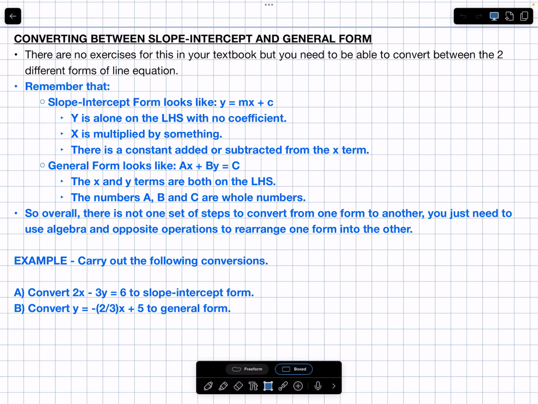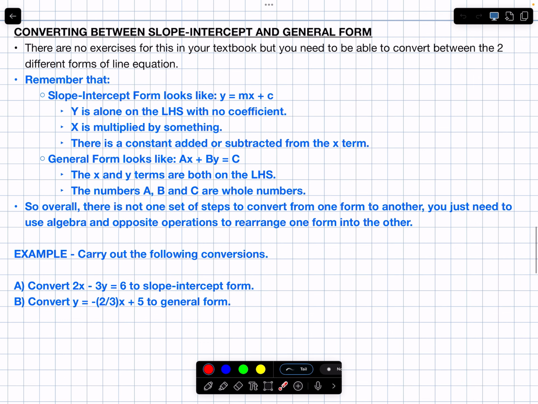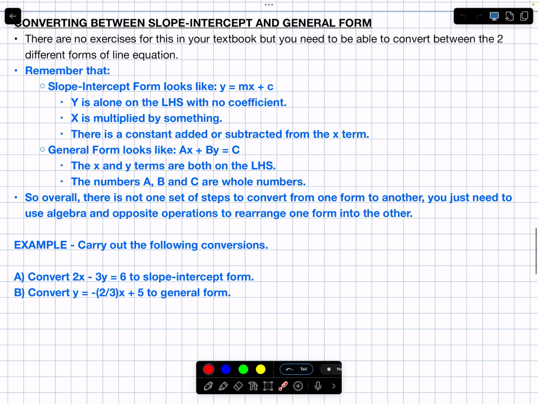Part of your test, you're going to have to be able to convert between slope-intercept form and general form. Why am I doing this last minute? There's no actual exercises for this in your textbook, okay? I just want to show you how to do it, to convert between the two forms. So how do you do it?